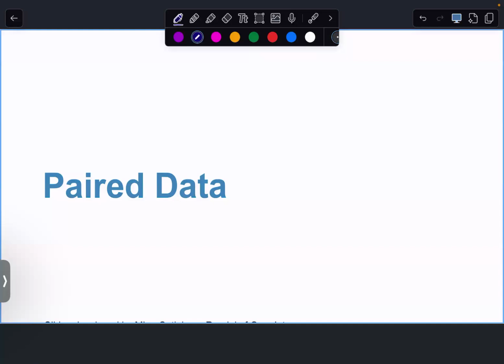But the spoiler is all you do is you take the difference. So you subtract one from the other, and now you have one sample mean of the differences. And then you're just in a one sample mean type of situation, just like we were today. There, you hardly even need to learn it.